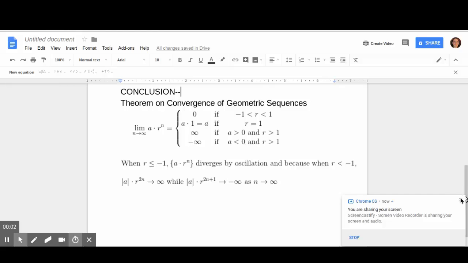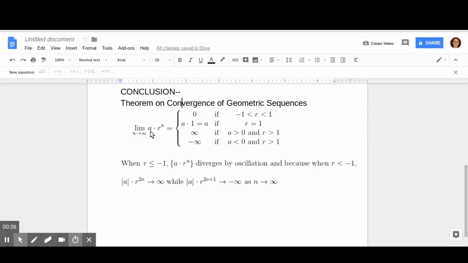So, to conclude, this is the theorem on the convergence of geometric sequences. For a geometric sequence of the form a times r to the n, let's assume we start n at 1. Then the limit of this sequence converges, and the limit is 0 when r is between -1 and +1. If the ratio is 1, then the limit will equal a. The limit will be infinite for positive a when r is positive, and negative infinity if a is negative but the ratio r is positive.